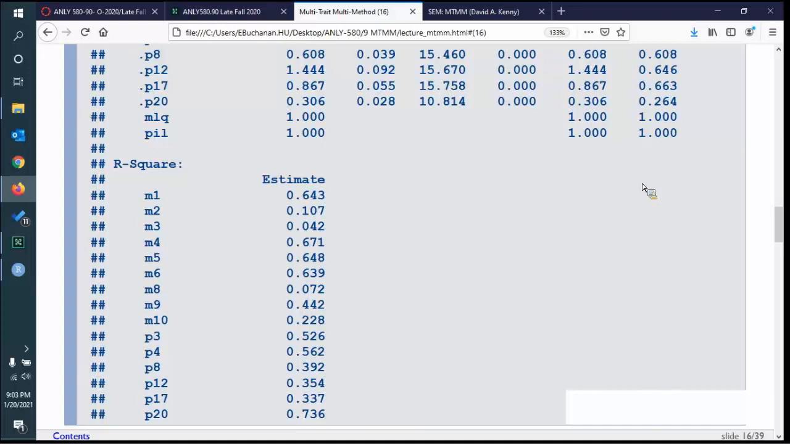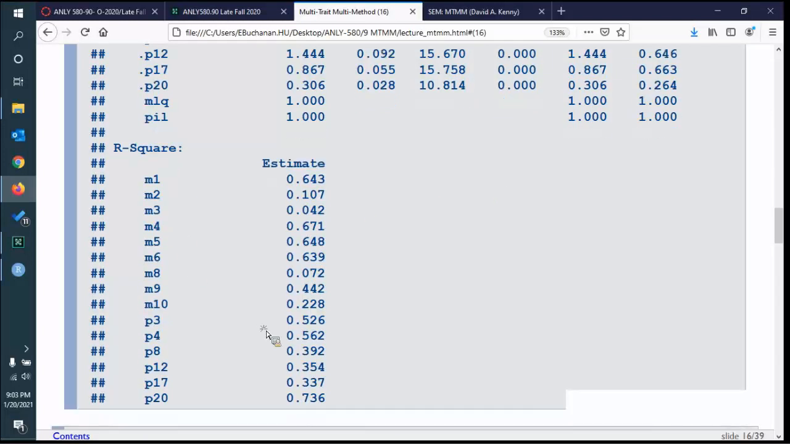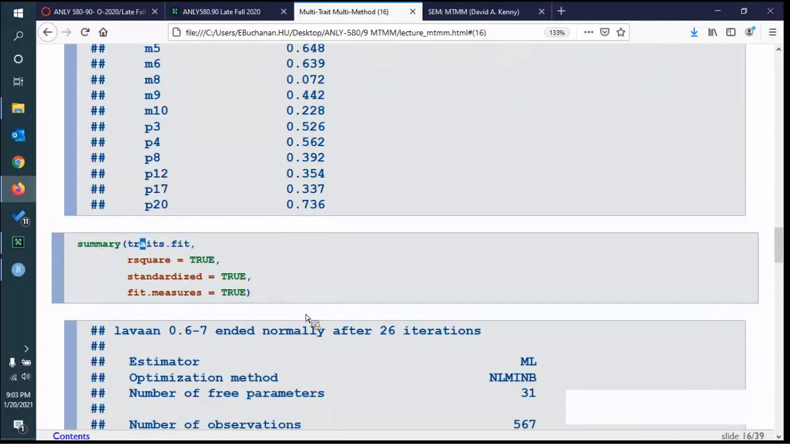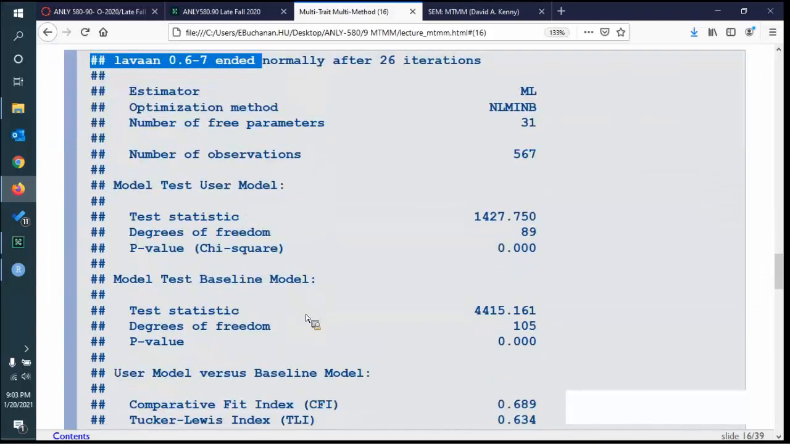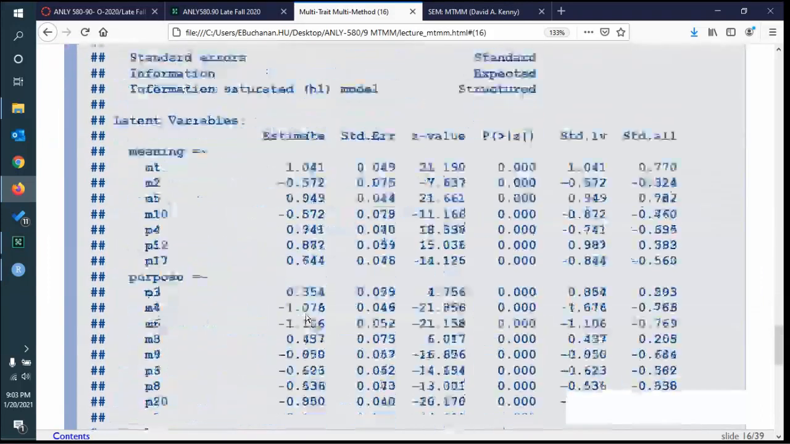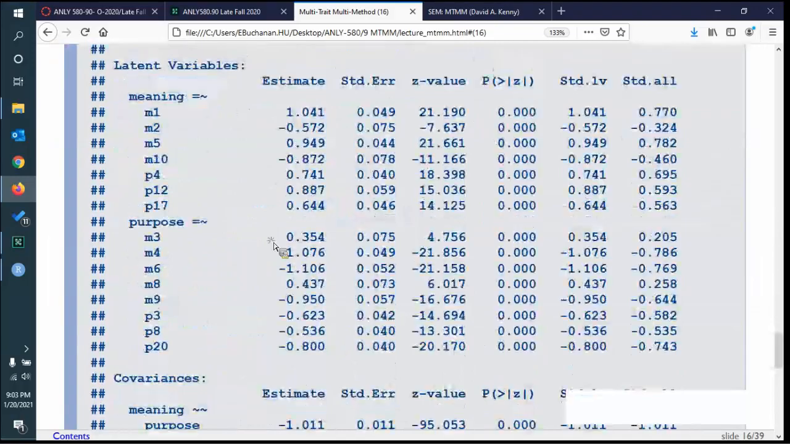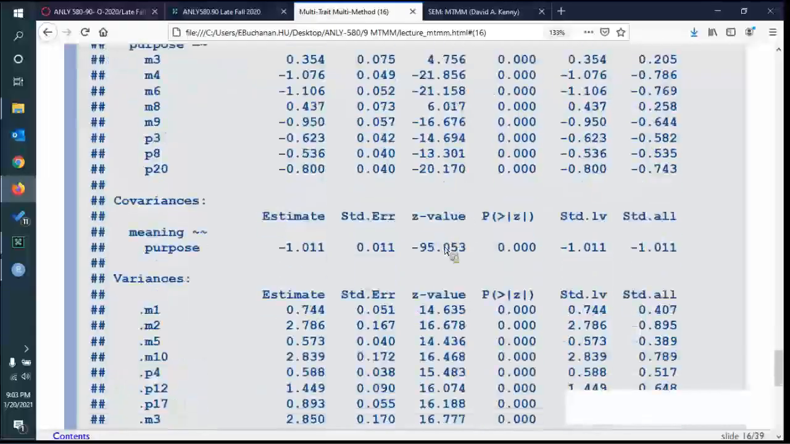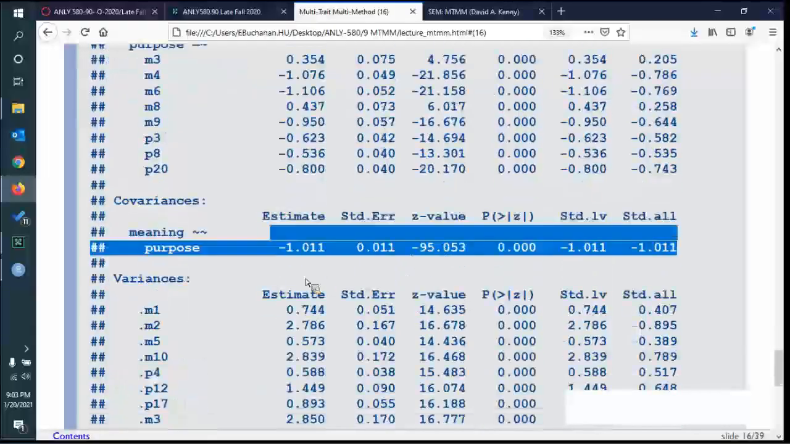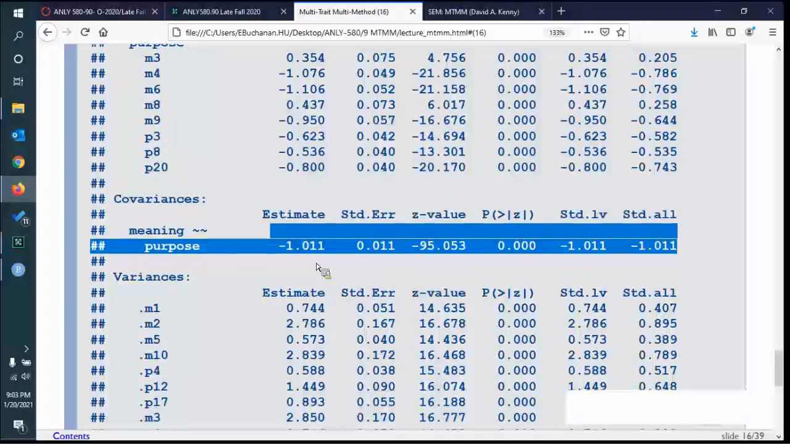Now, this is multi-trait, multi-method for a reason. You can't really totally do this with one latent variable. So we've got to have multiple traits. All right, now I did the summary of the traits fit and just ran it, but I would mostly use this to investigate what the heck is going on. Okay. So something is weird. Something here is very strange. Okay. And so I'd have to figure out if I can fix this.